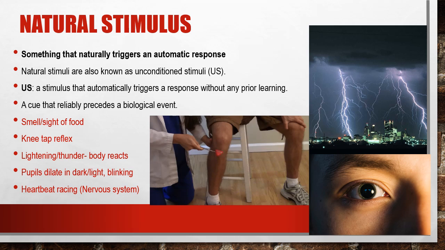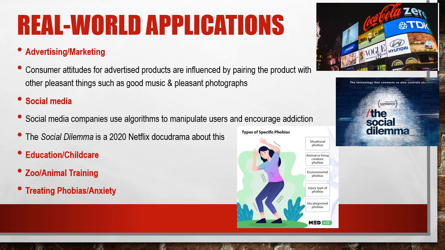Your heartbeat racing, your nervous system, the parasympathetic and sympathetic nervous system, how you feel after you've just run a marathon. Those things occur naturally. And again, they're probably neutral, most of them. It's just what we associate to them. So there's neutral and there's natural. Let's look at some real world applications that might help us.